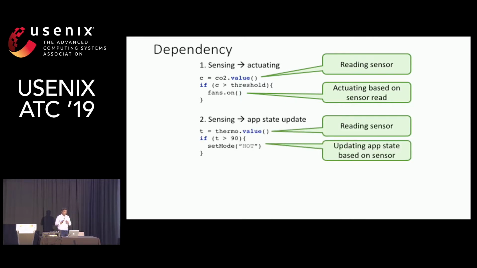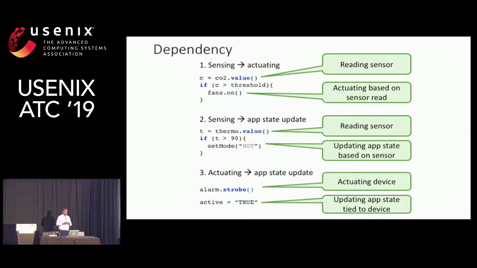Similarly, for the sensing to application state update dependency, a thermostat value is being read, and if its value is greater than a threshold, a software state mode is being set. Again, an incorrect state update could be read elsewhere in the application, and that inconsistency could be propagated elsewhere in the application.